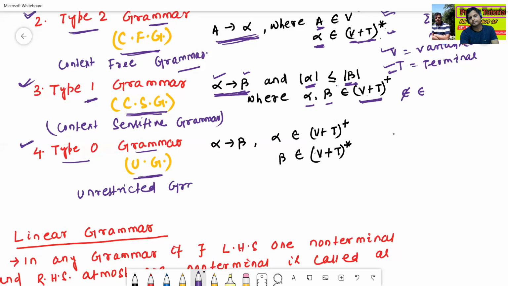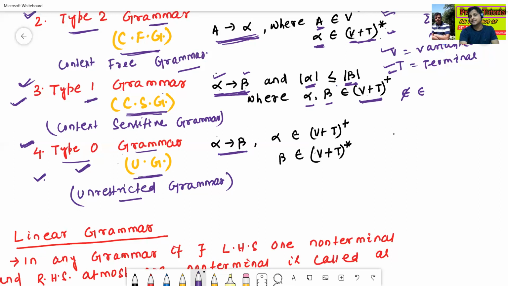Unrestricted grammar. This is called type 0 grammar. Type 0 grammar means unrestricted grammar. If the grammar is in the form alpha to beta, then it is called type 0 grammar. So what is the difference between type 1 and type 0? In type 1 also, if the grammar is in the form alpha to beta, it's called type 1 grammar.